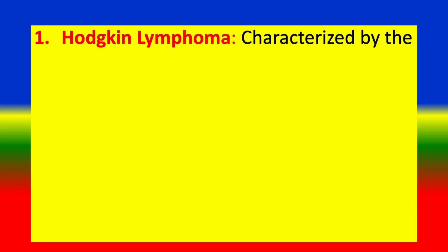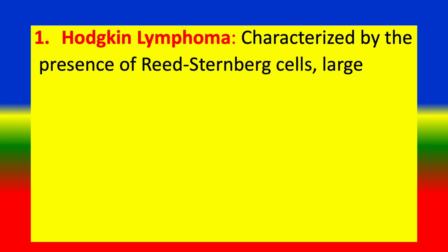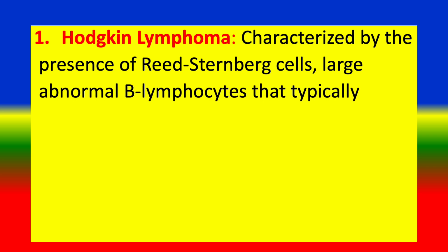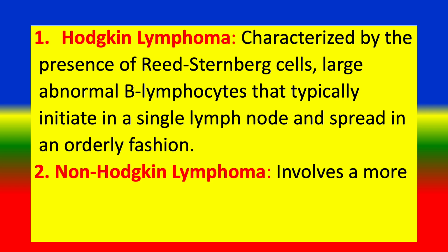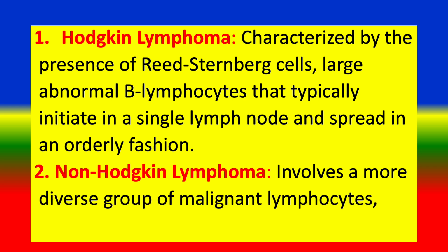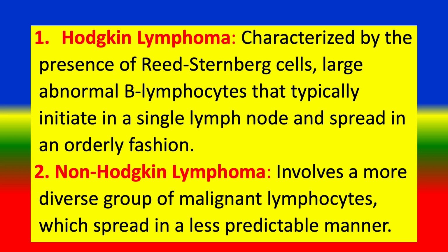1. Hodgkin lymphoma, characterized by the presence of Reed-Sternberg cells, large abnormal B lymphocytes that typically initiate in a single lymph node and spread in an orderly fashion. 2. Non-Hodgkin lymphoma involves a more diverse group of malignant lymphocytes which spread in a less predictable manner.